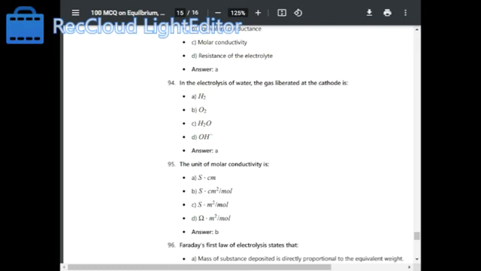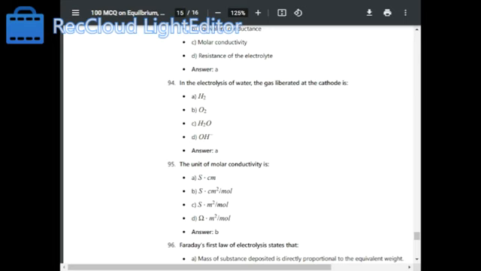Question number 94. In electrolysis of water, the gas liberated at cathode is: option A H2, option B O2, option C H2O, option D OH- ion. The correct answer is A, H2. In the electrolysis of water, the gas liberated at cathode is H2. Option A is correct.